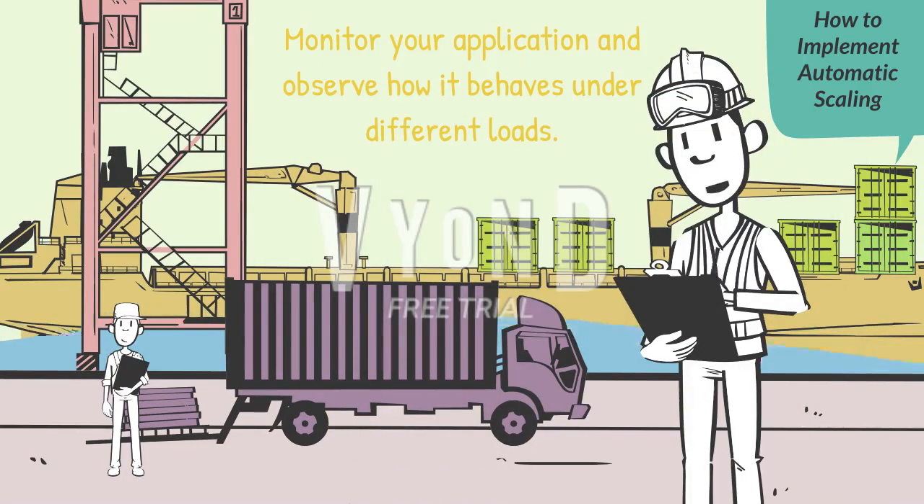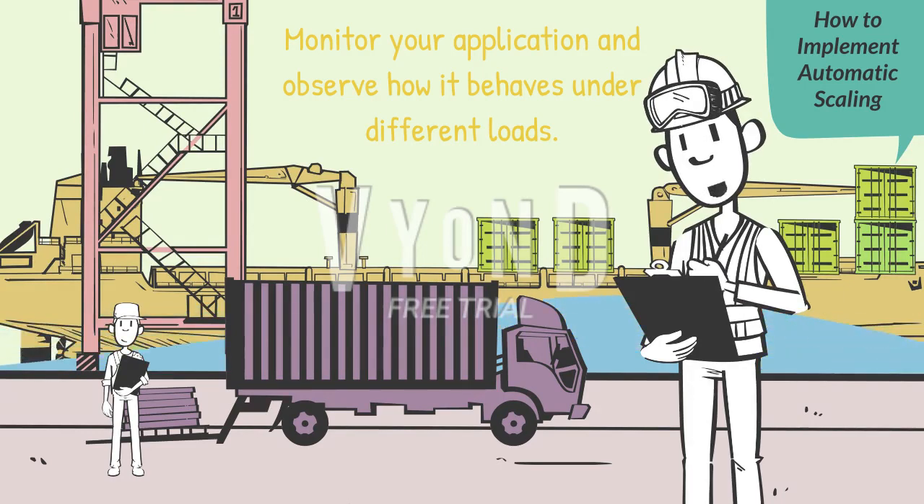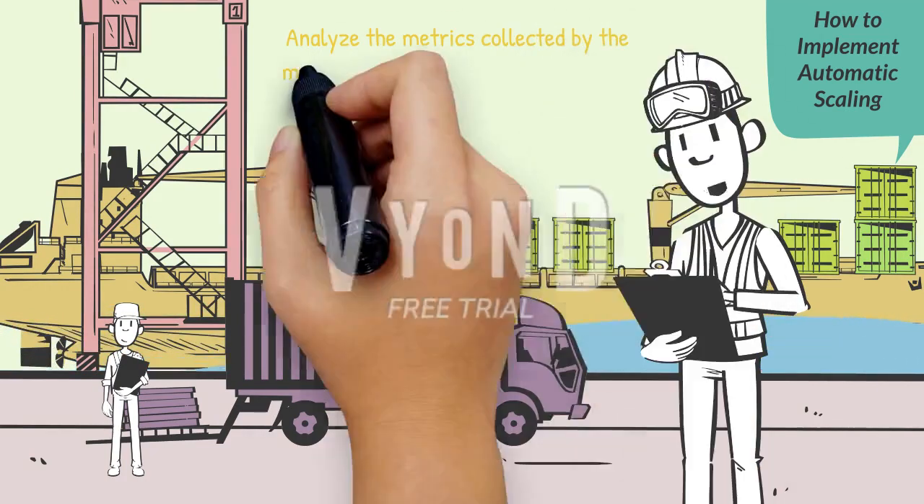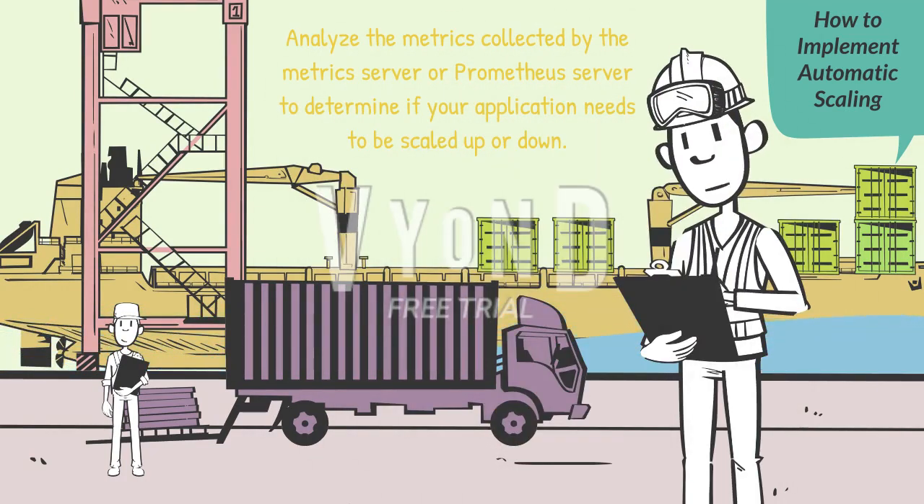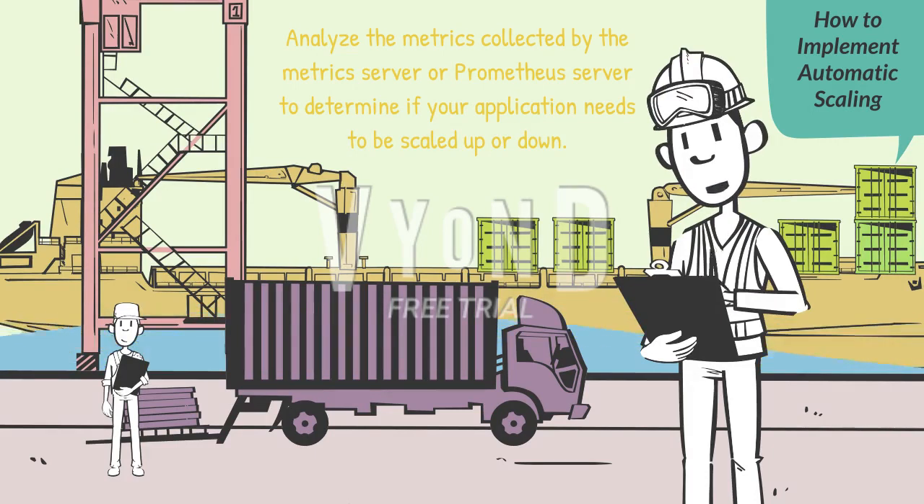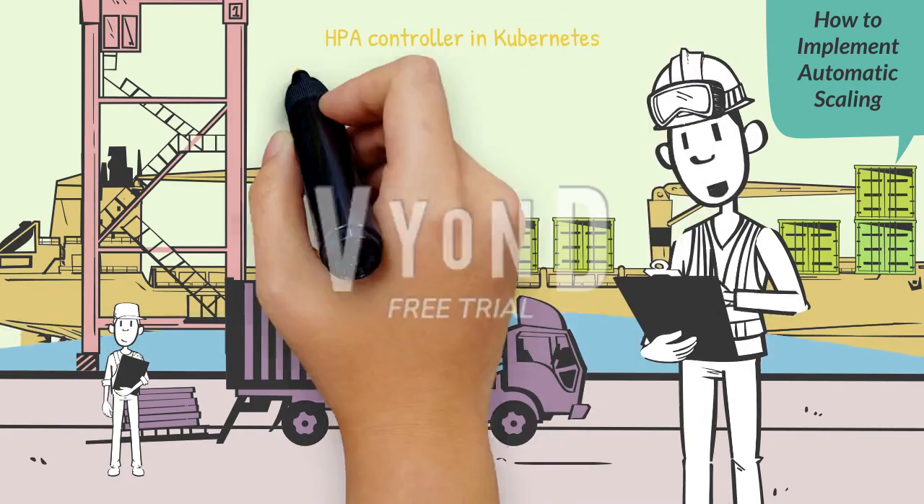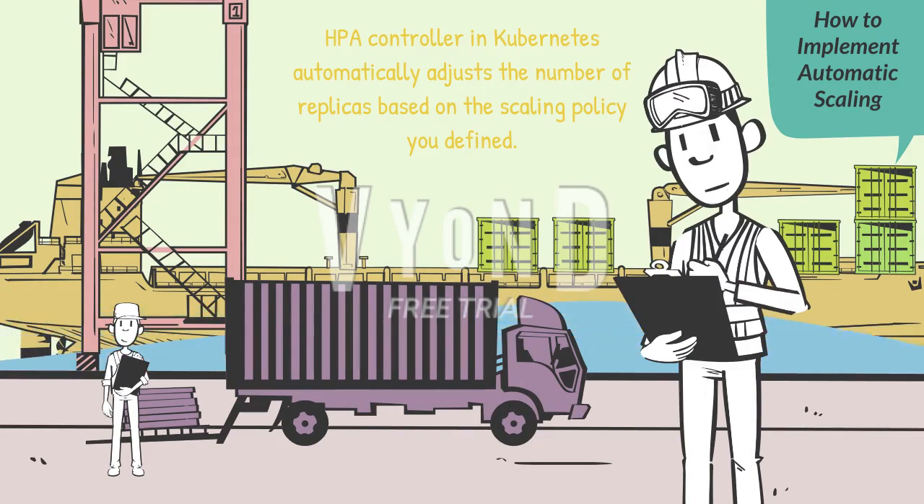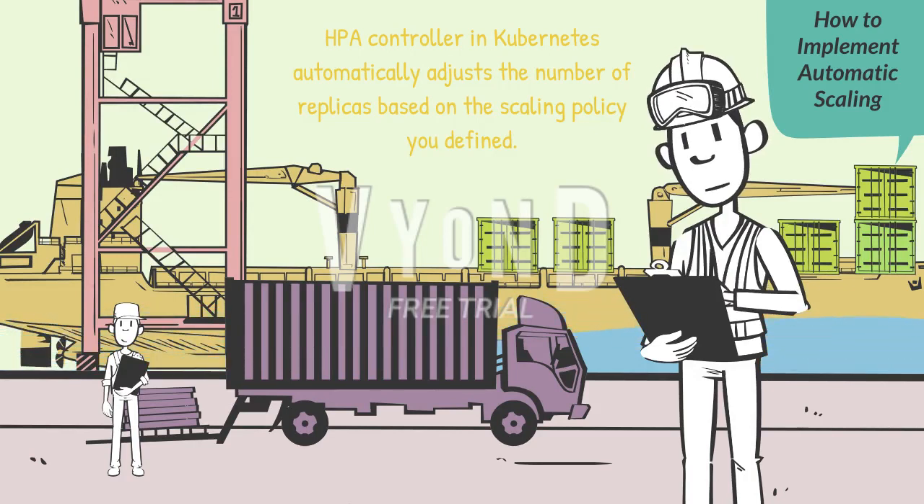4. Monitor your application and observe how it behaves under different loads. You can use load testing tools or real-world traffic to simulate load on your application. 5. Analyze the metrics collected by the metrics server or Prometheus server to determine if your application needs to be scaled up or down. You can use tools like kubectl top to view the CPU and memory utilization of your pods. 6. If your application needs to be scaled up or down, the HPA controller in Kubernetes automatically adjusts the number of replicas based on the scaling policy you defined.